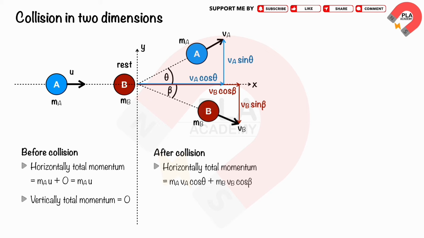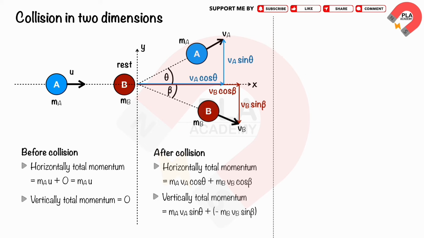Vertically, total momentum before collision equals 0. This is because the vertical momentum of both balls is 0, as both balls move horizontally along the x-axis. Vertically, total momentum after collision equals ma va sin theta plus negative mb vb sin beta. The negative sign indicates downward direction.